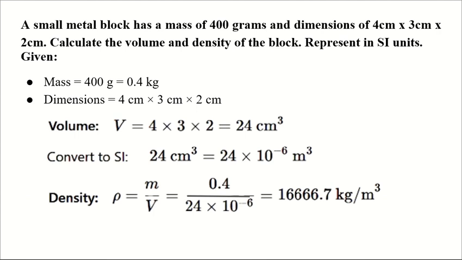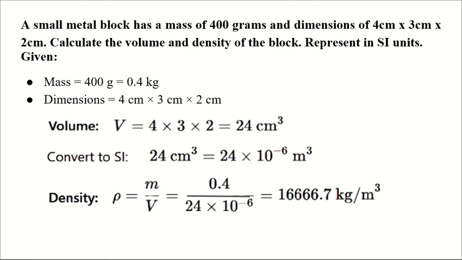Next, a small metal block has a mass of 400 grams and dimensions of 4 centimeter into 3 centimeter into 2 centimeter. Calculate the volume and density of the block represented in SI unit. So, given mass is equal to 400 grams, that is 0.4 kg. Dimensions are 4 centimeter into 3 centimeter into 2 centimeter. So volume is equal to 24 centimeter cube. Convert to SI unit, meter cubic: 24 into 10 to the power of minus 6 meter cube.